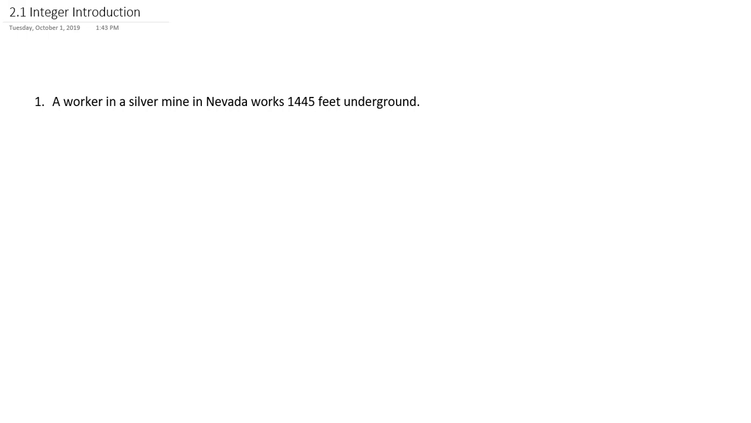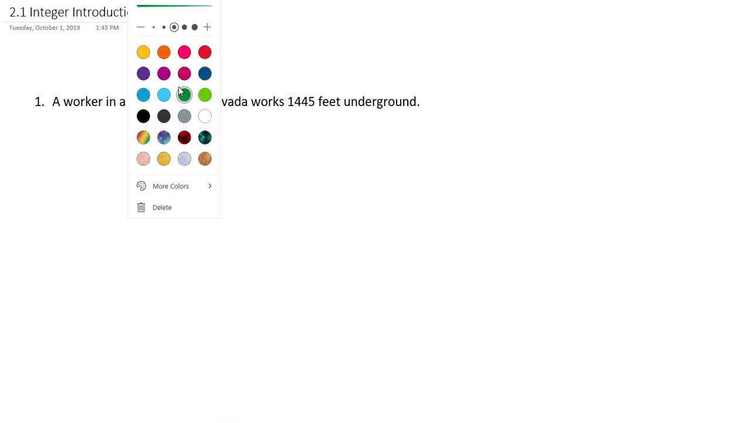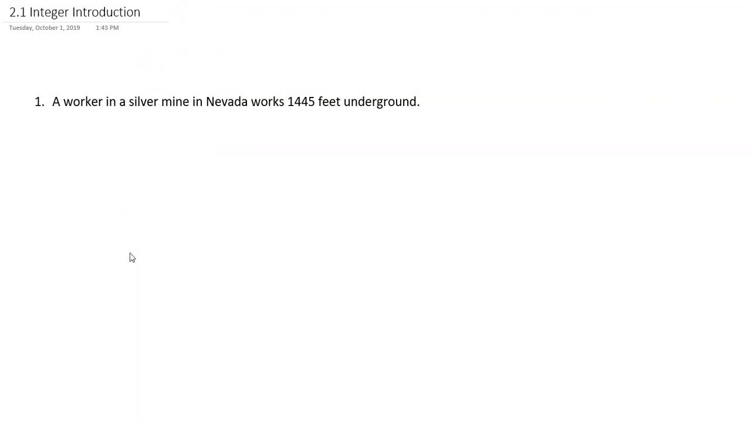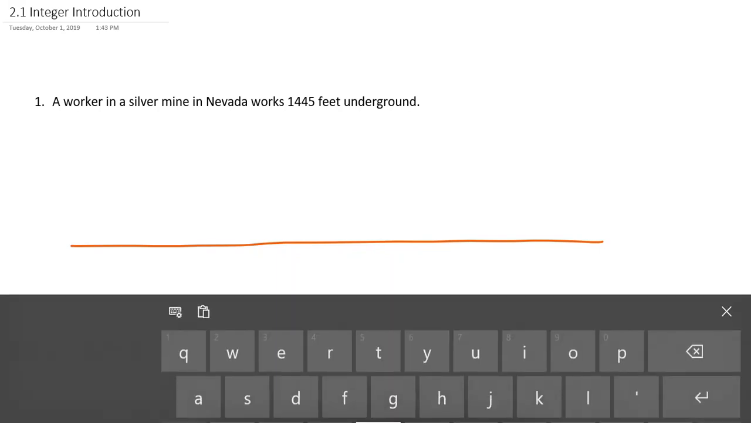A worker in a silver mine in Nevada works 1,445 feet underground. How do we represent that situation with numbers? Well, it looks like we already have, right? We've got 1,445. But if I just say 1,445, then for 1,445 feet, I have no way of distinguishing between the guy down here.